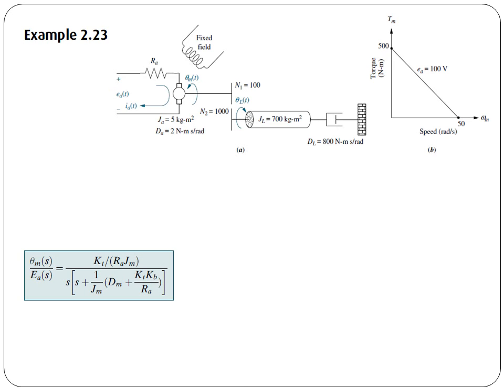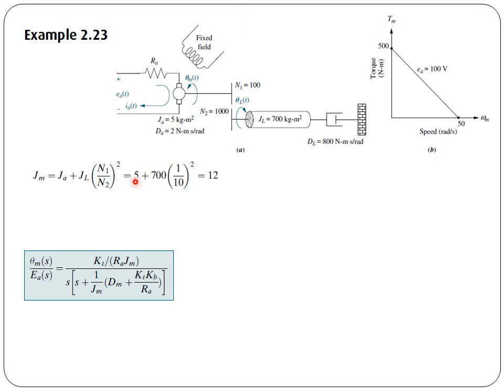Now what we need to do is to find the transfer function, right? So to find the transfer function, what we need to find is Dm, Jm, Kt by Ra and Kb. Okay, so let's find them one by one.